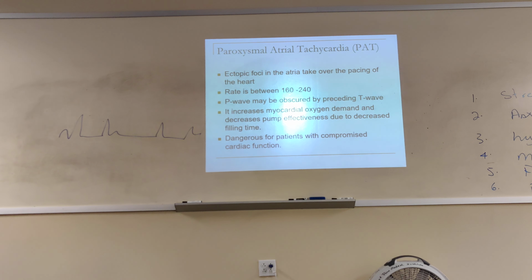Now, like we said before, the electrical signal is supposed to always come from the SA node. If it's coming from any other place in the heart, that's an ectopic area. Ectopic foci in the atria take over the pacemaker of the heart, rate is high, 160 to 240, P waves may be obscured, but preceding the T wave. It increases myocardial oxygen demand, of course. Anytime the heart is going very fast, you're going to need more oxygen. Dangerous for patients with compromised cardiac function.